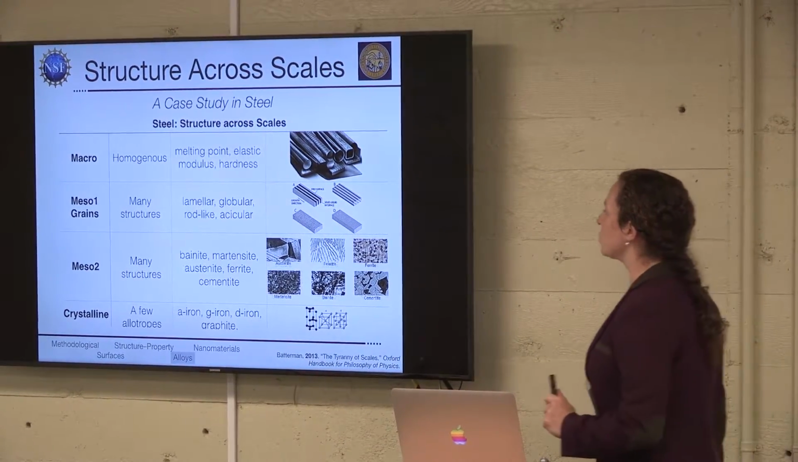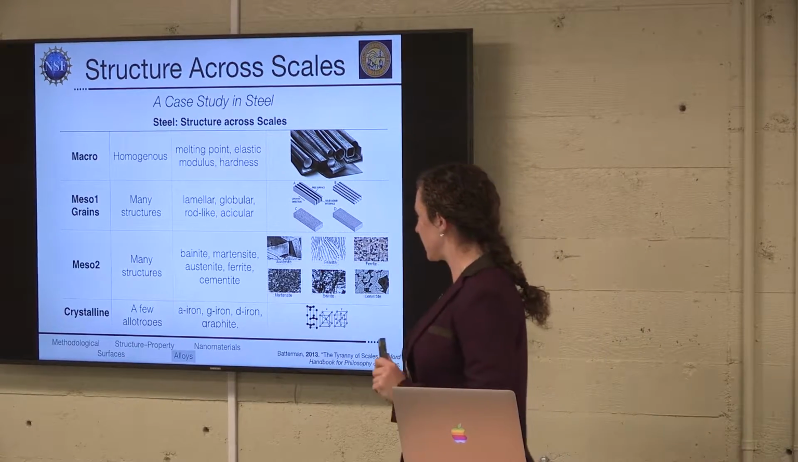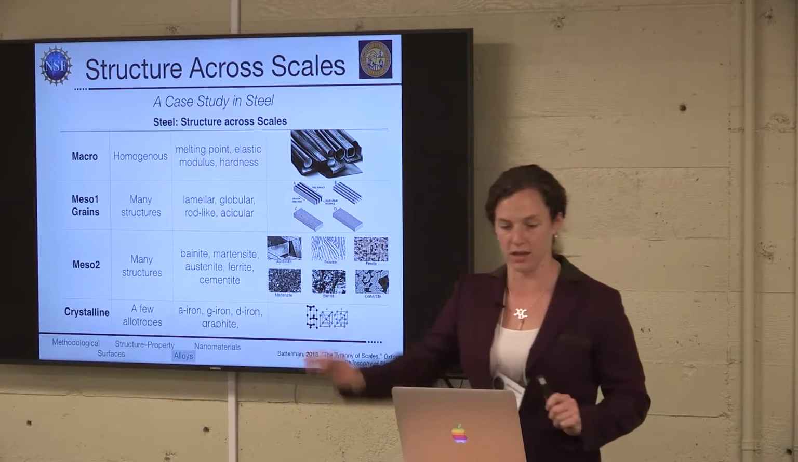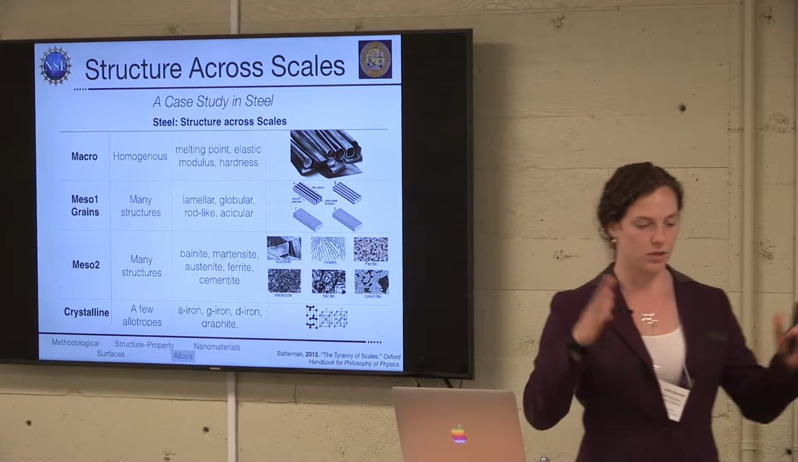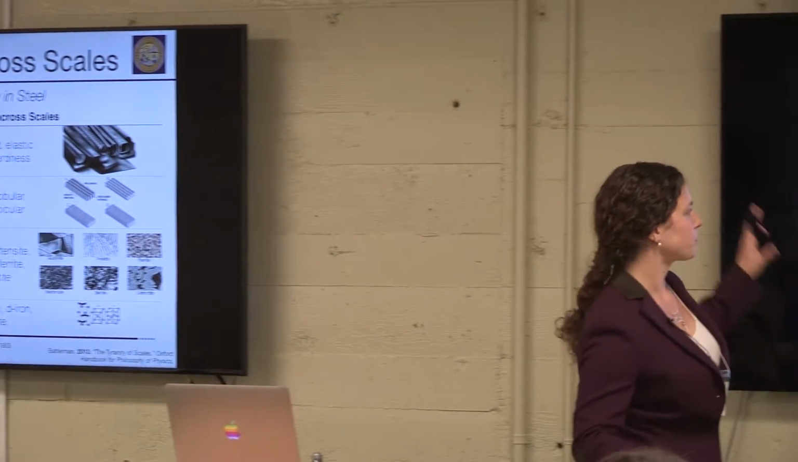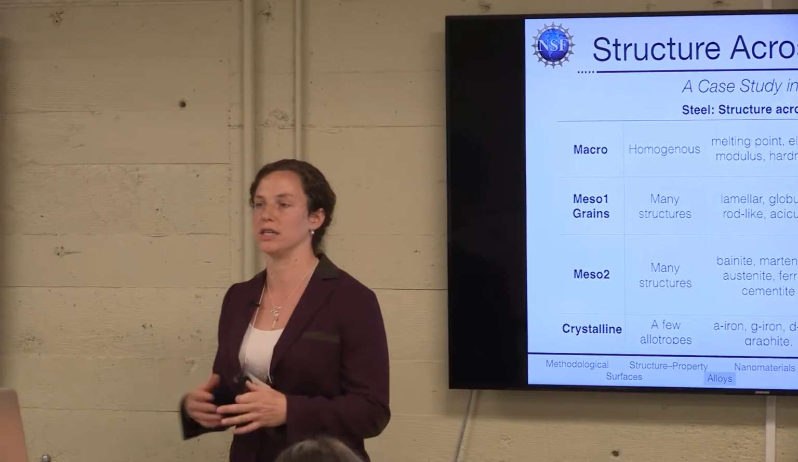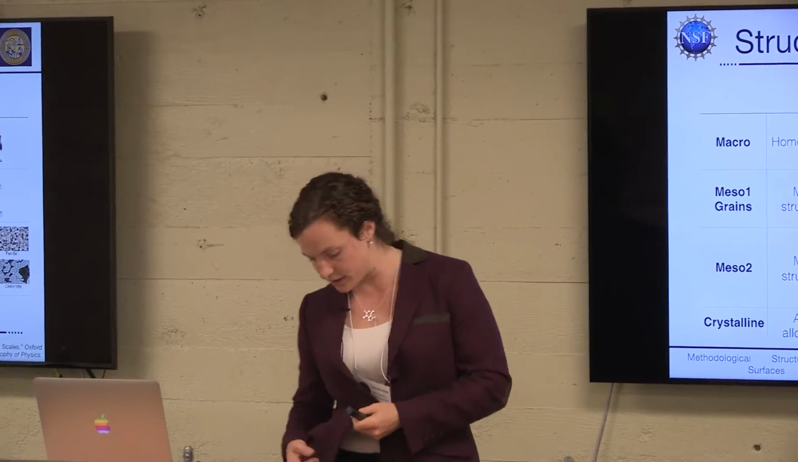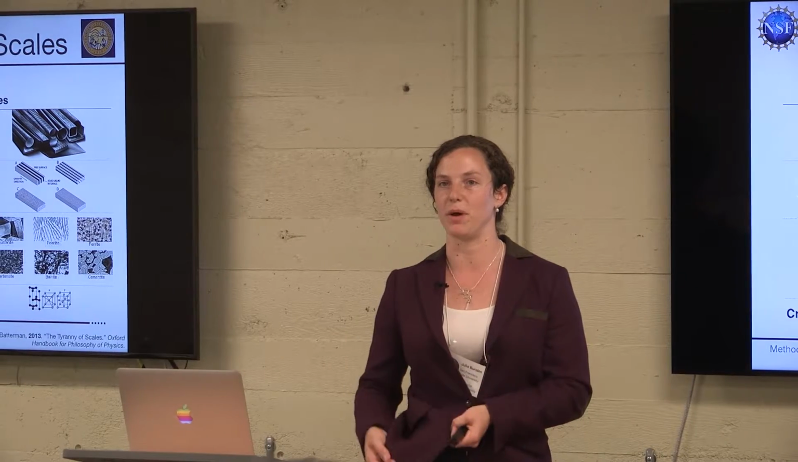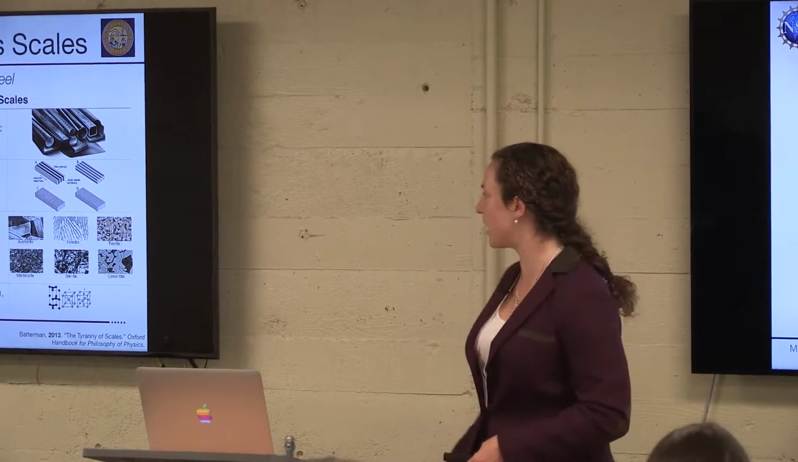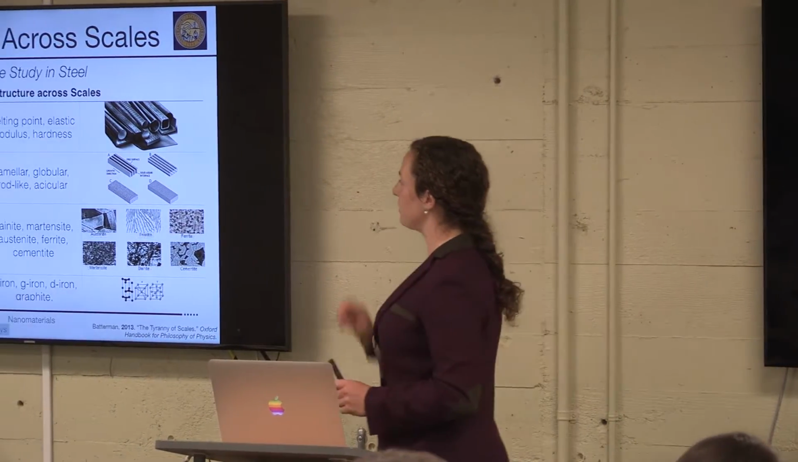And we can look at the structure of steel as it varies across scales. So at the macro scale, at the scale of computers and people, steel is homogeneous. We look at it, it has one color. It's not like this jacket where I can stare at it from up here and I can see a few different colors in the fibers. Steel is relatively homogeneous.